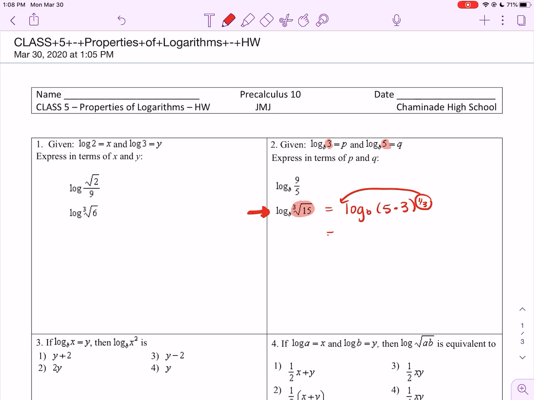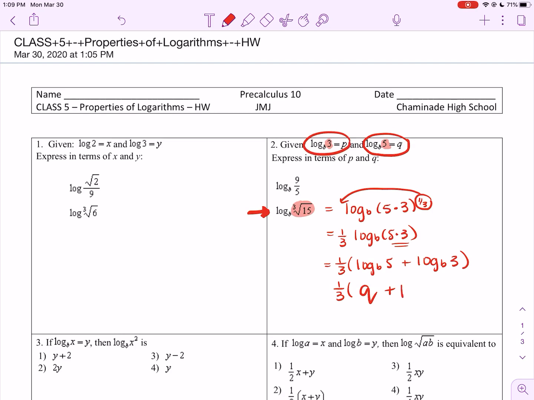Powers come out front as coefficients. That's 1/3 log base b of 5 times 3. And now that multiplication on the inside can be expanded to log base b of 5 plus log base b of 3. Remember, multiplication becomes addition. Just like when we multiply bases, we add our exponents. If that's the case, this is now 1/3 log base b of 5, that was q, plus log base b of 3, that was p. You can rewrite this as 1/3 q plus 1/3 p.